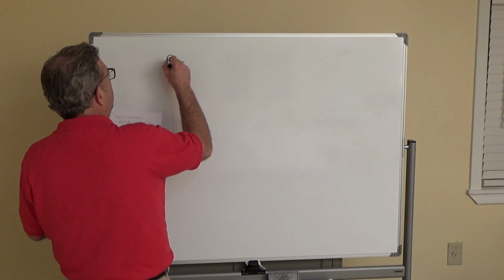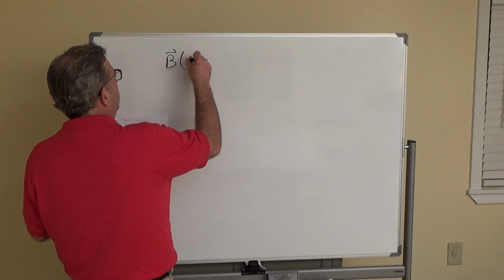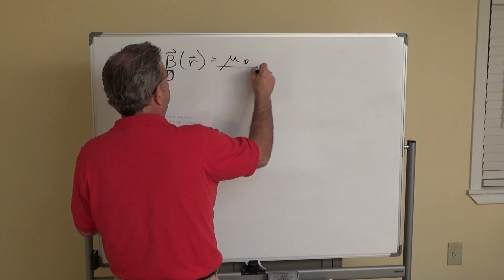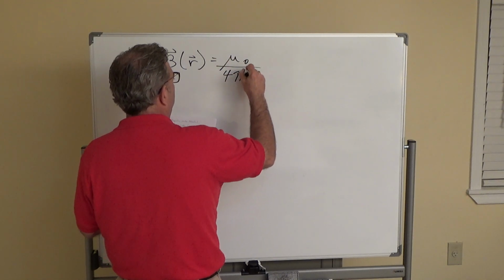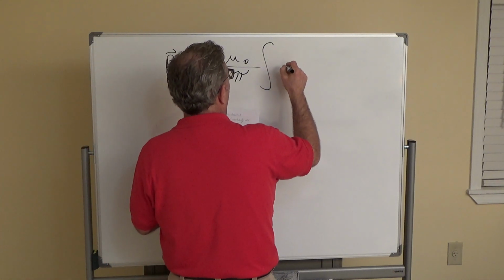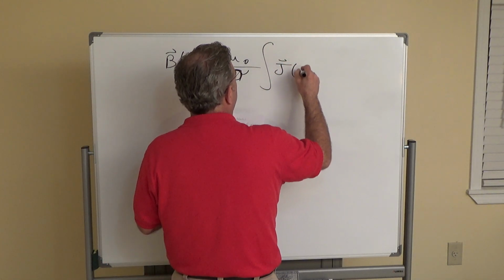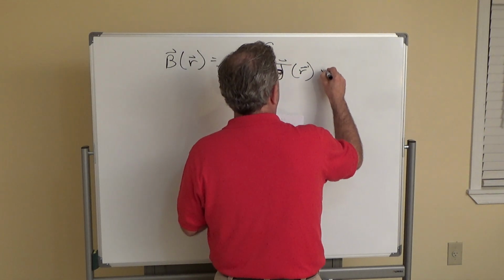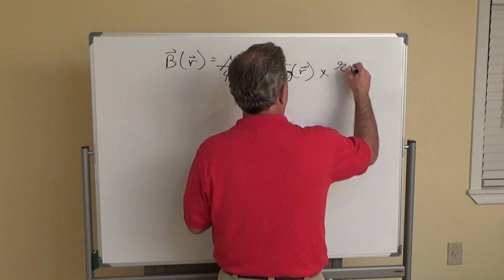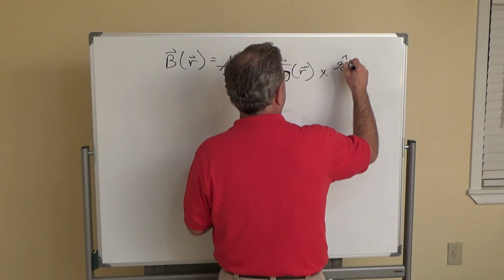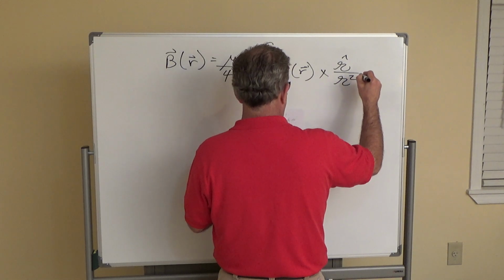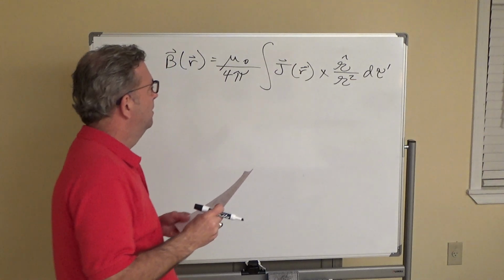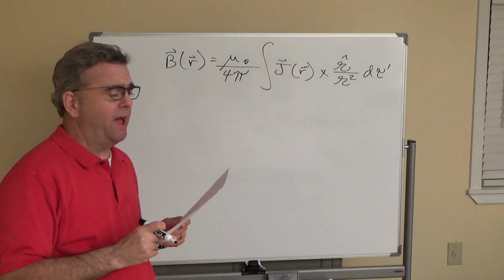So you know from Biot-Savart that the magnetic field is mu naught over 4 pi times this integral of J of r prime, script r hat over script r squared, d tau prime. Okay, so we already have that.